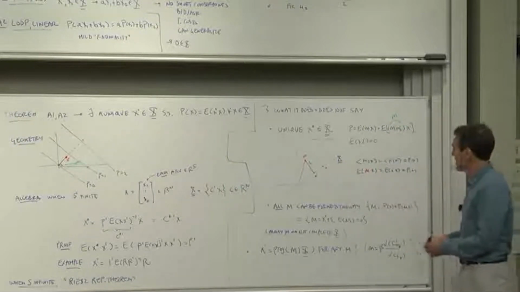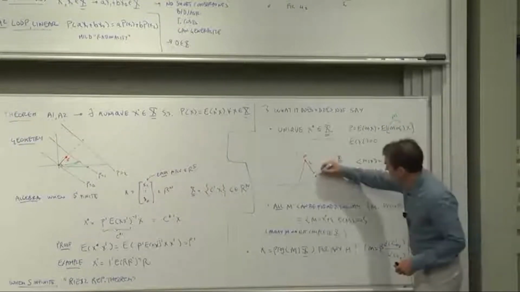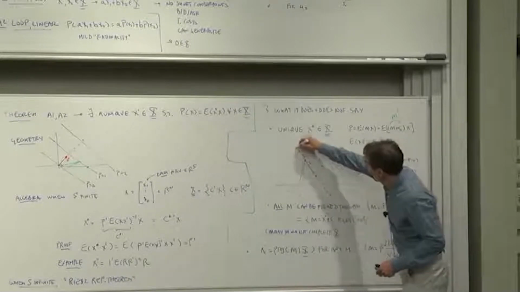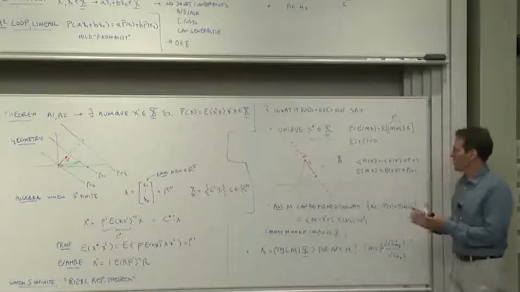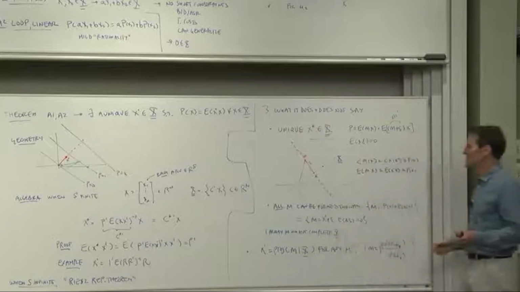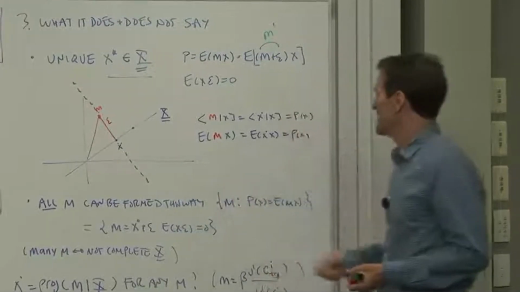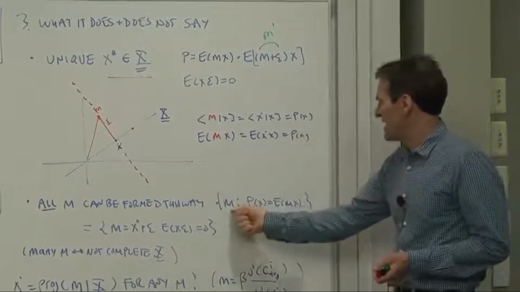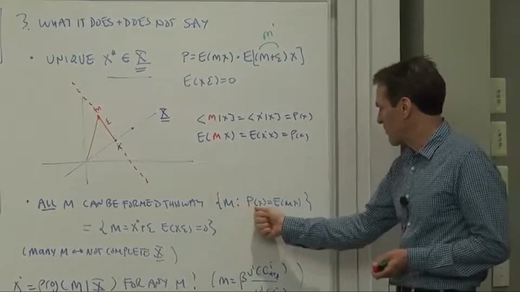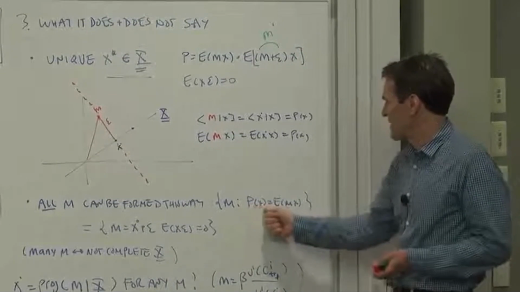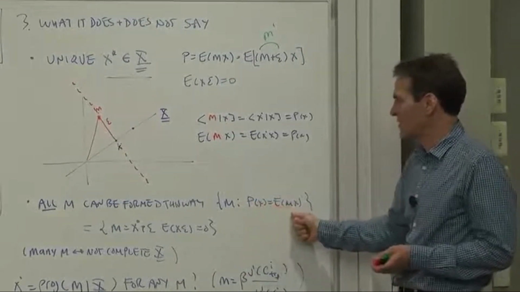So there's lots and lots of possible m's. In fact, there's a whole space of possible m's. Anything on that orthogonal hyperplane there can be a discount factor. All possible discount factors, in fact, can be formed this way. Any discount factor, such that the price, this just defines a discount factor. The price is the expected discounted payoff.